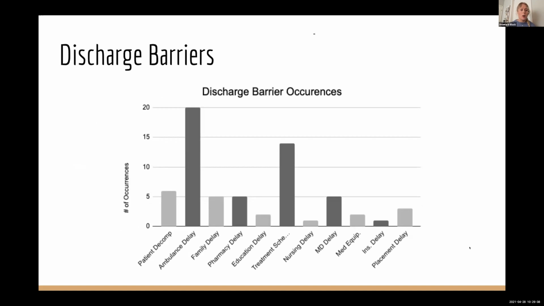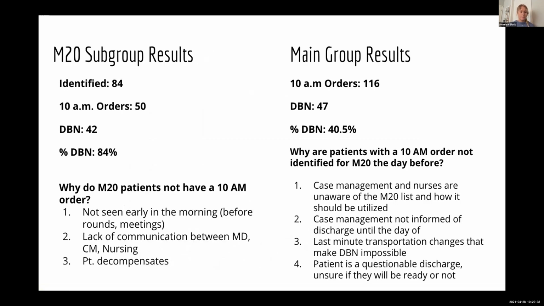And this is the graph that we came up with after collecting all of our data. As you can see, the two most common delays, as I mentioned, were ambulance delay and treatment scheduled. So there were a lot of patients who had to wait on ambulances, and who also had other treatments that they had to receive before they were able to be discharged. That is our final data collection and results for the most common barriers.